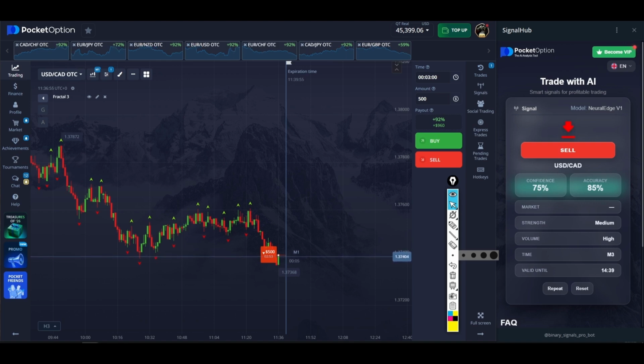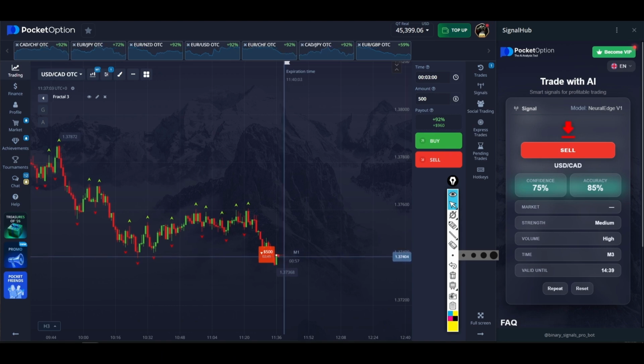As you can see, guys, the only additional indicator I'm using is the fractal, set to a period of 3. The entire market analysis is handled by the trading bot. Let's see where this leads.